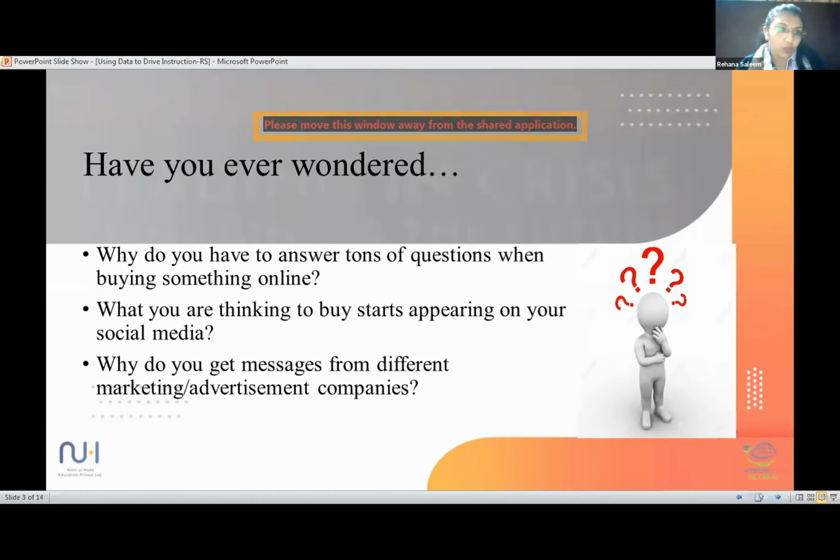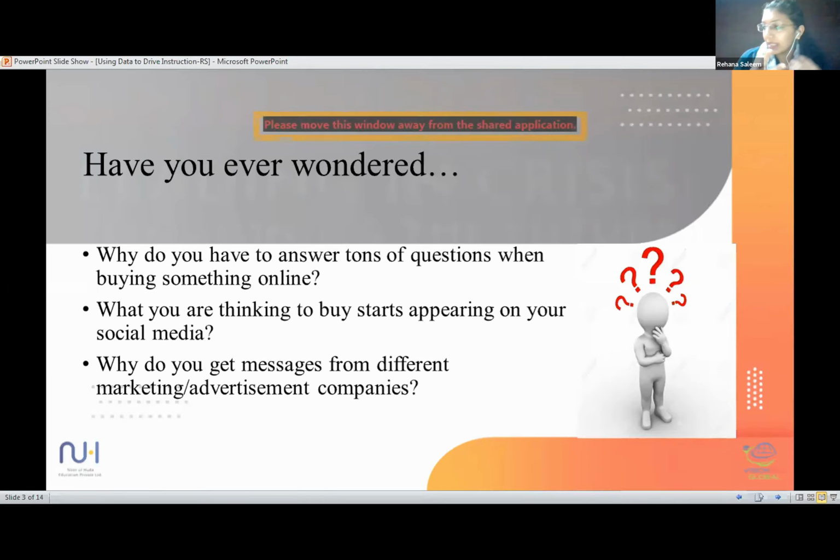I'm looking at the chat box. I want you to answer, why does this happen? If anyone can come up with answers. Yes, data shared with them. Marketers follow our history. Artificial intelligence promotion, because we search advertisements. Yes, data again. Okay, so again, the word which is coming out is data.